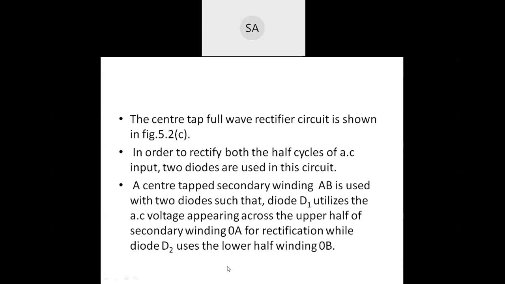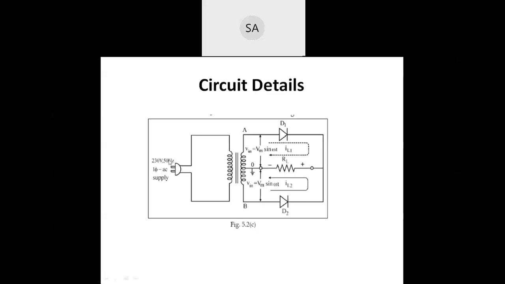It is shown here. During the negative half cycle of the input voltage, transformer end B is positive with respect to 0 and end A is negative with respect to 0. So diode D2 will be forward biased and it will conduct. Diode D1 is reverse biased and it will be an open circuit. So there will be no flow of current in D1.